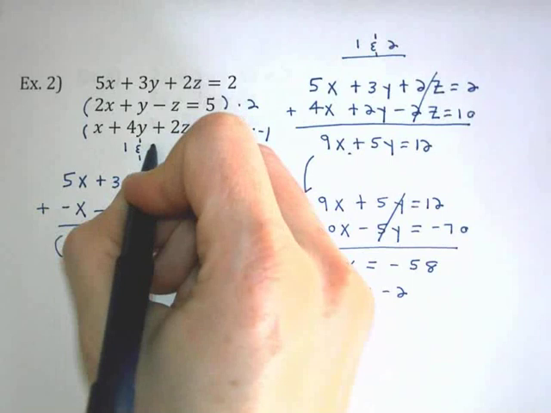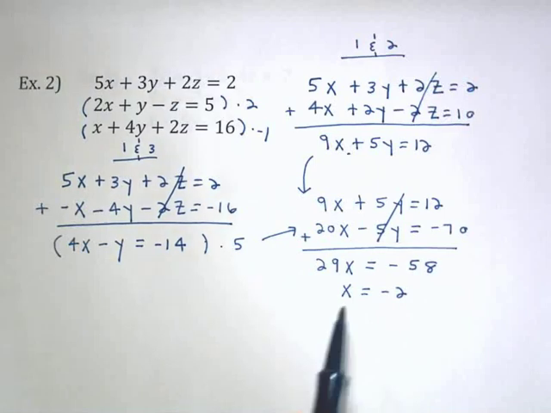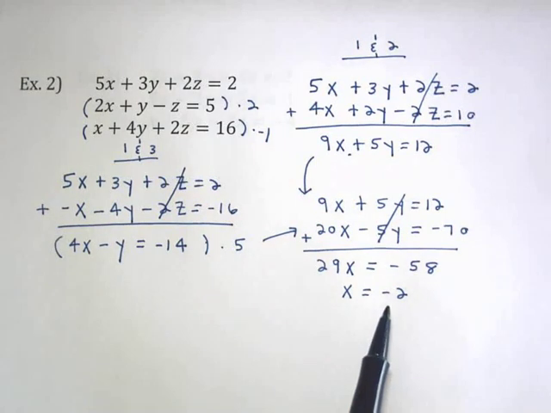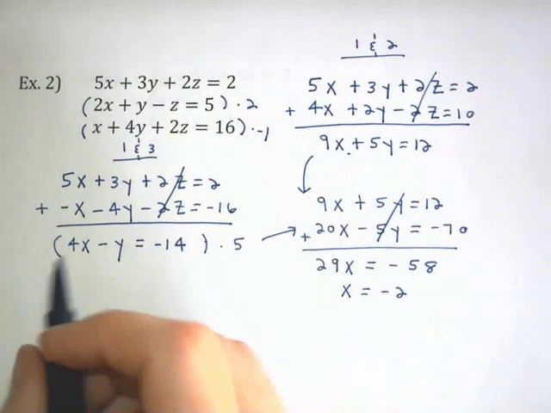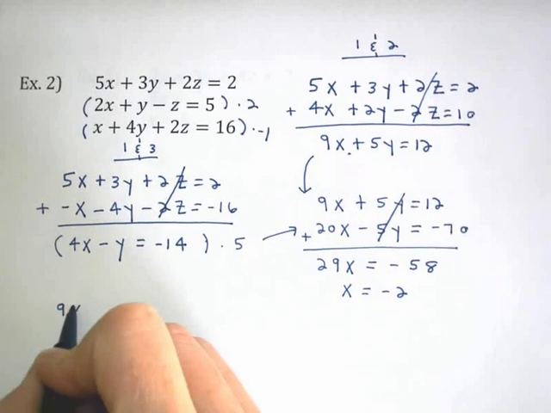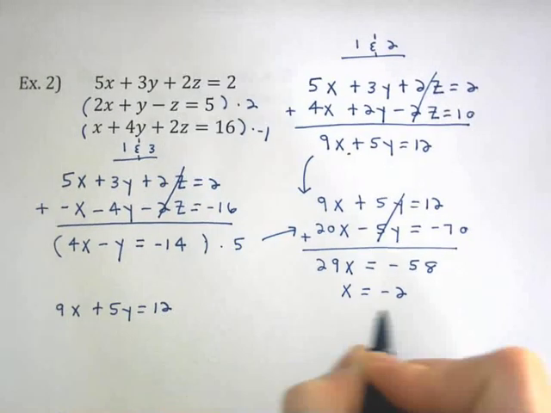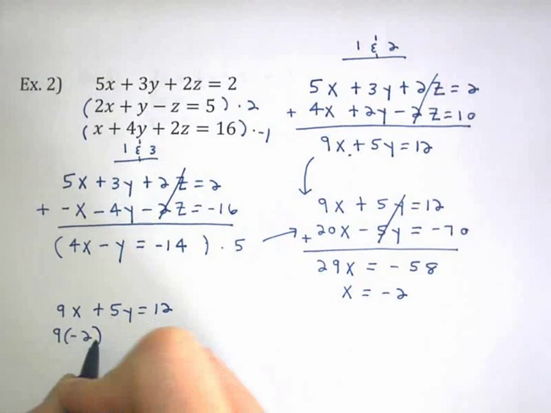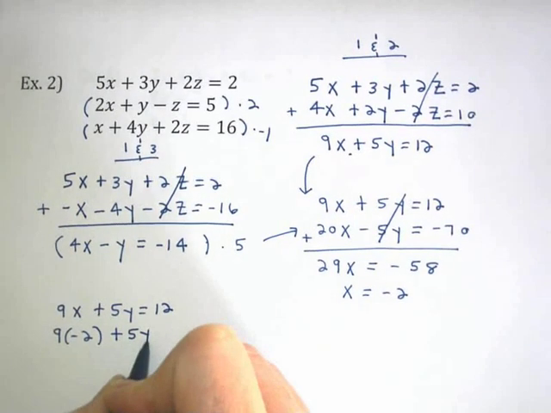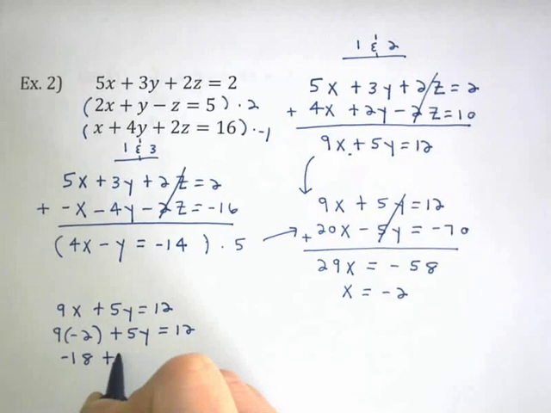And before we move on, remember this was equation 1 and 3 that we were working with back here when we did this step. So I'm going to use this x equals -2 to find out what y is, and I'm going to plug it into this equation right here. So I'm using the equation 9x plus 5y equals 12. I'm putting in x equals -2. So 9 times -2 plus 5y equals 12.